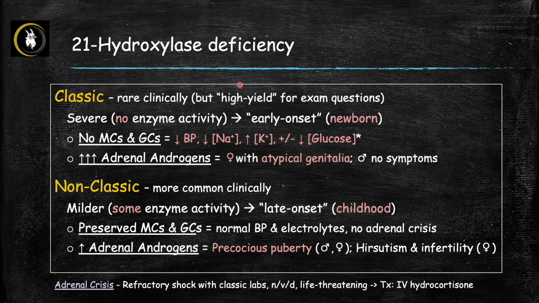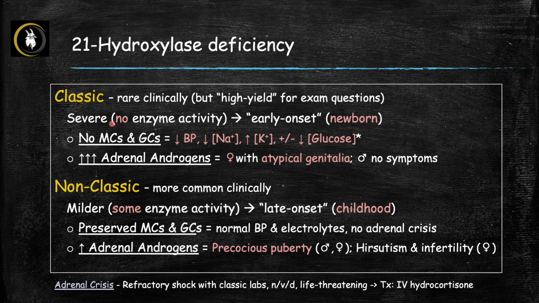All right, so let's talk about the clinical presentation. So how are you going to know that a patient has 21-hydroxylase deficiency? There are two different types of this condition depending on the severity of it. And the classic type is more rare, but it's the one that's more commonly tested. And that's because it's the severe version. So you're going to see all the clinical manifestations of this enzyme completely missing. So I'm going to go through this one first.